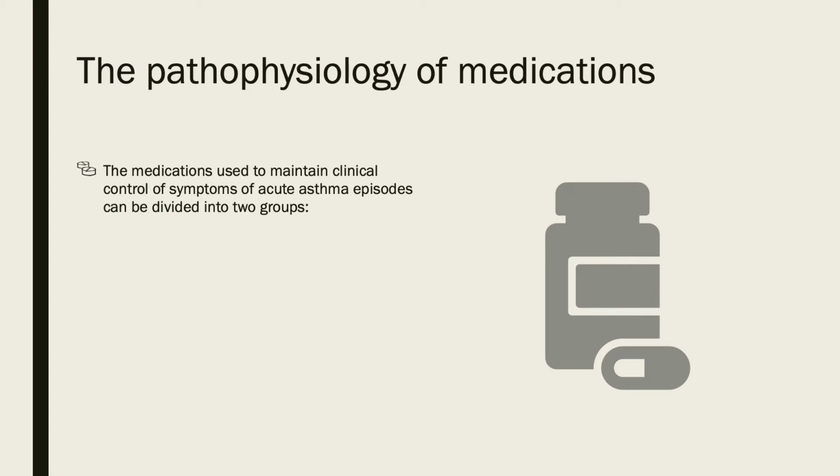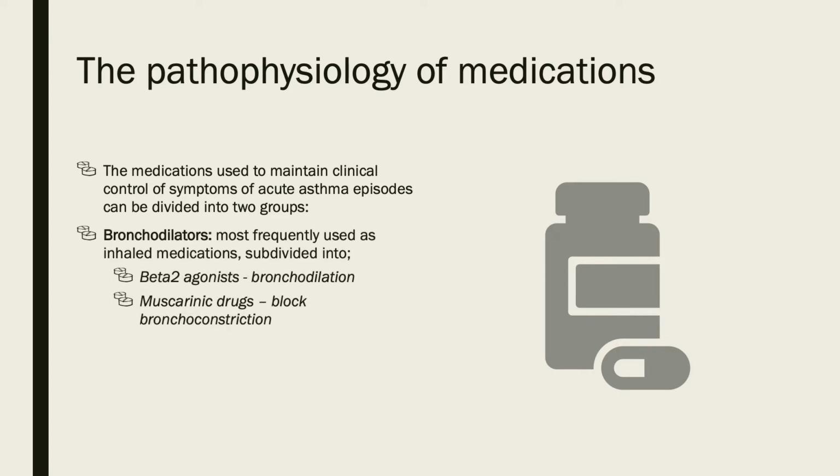The aim of medications to assist with asthma is usually to improve ventilation and gas exchange. For asthma, these can be divided into two groups. First, we have the bronchodilators. These are the most commonly used as inhaled medications. These can then be subdivided into beta-2 agonists and muscarinic receptor antagonists. The beta-2 agonists, which include salbutamol and salmeterol, cause bronchodilation, whereas the muscarinic receptor antagonists, which include ipratropium and tiotropium, restrict the mechanism of bronchoconstriction, subsequently resulting in bronchodilation.